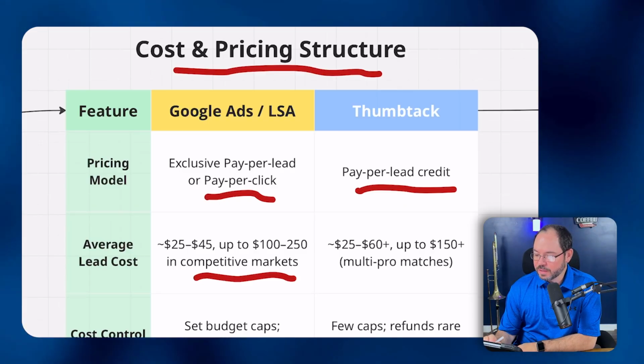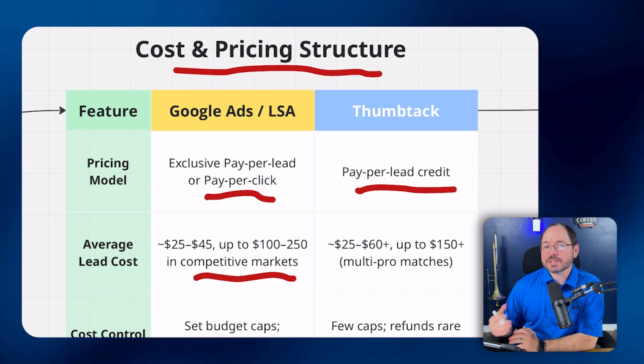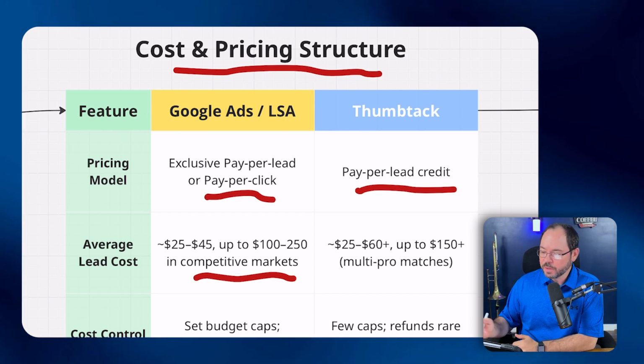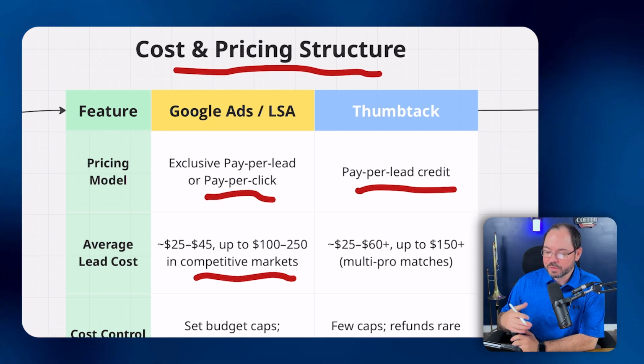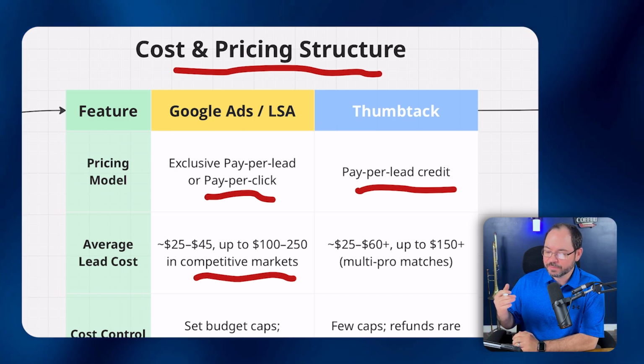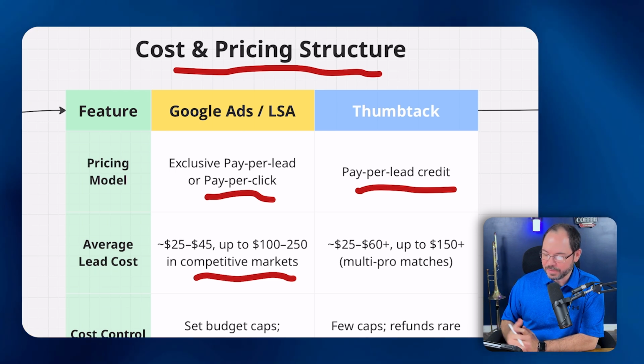Thumbtack, though, once again, you're matched up with multiple professionals in your market, meaning your lead goes to other people. So it could be anywhere between $25 and $60. And if you're in a really competitive market, it could be $150 plus. And of course, you're not guaranteed the actual lead.